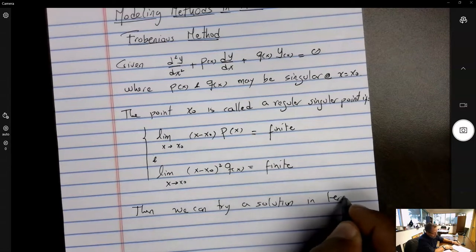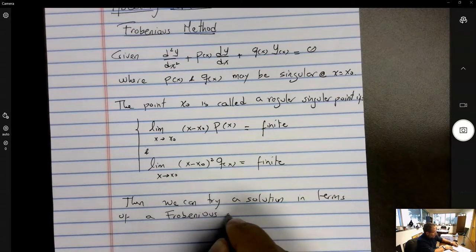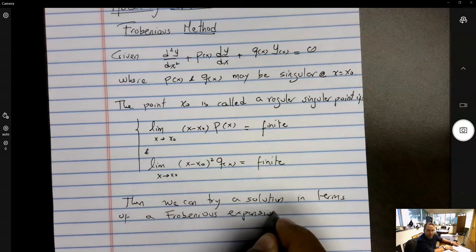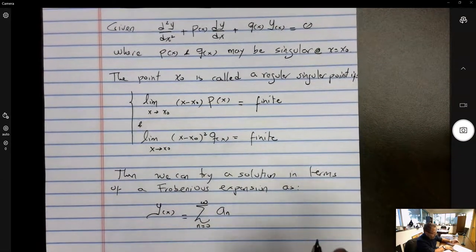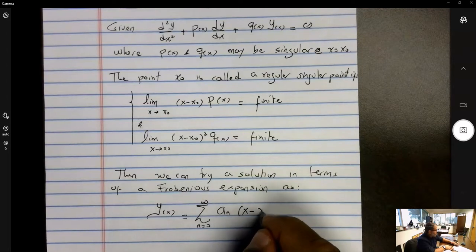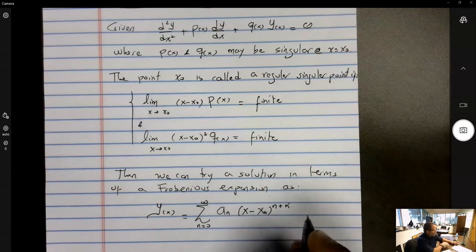in terms of what's called a Frobenius expansion. We're going to expand from n equals 0 to infinity. It's going to be a power series with an infinite number of coefficients. We're going to call them a_n now. We're going to expand about this point of expansion x0, which is the singularity. So notice that we are expanding about the singularity, but instead of these being to the power of n, it's going to be to the power of n plus k.